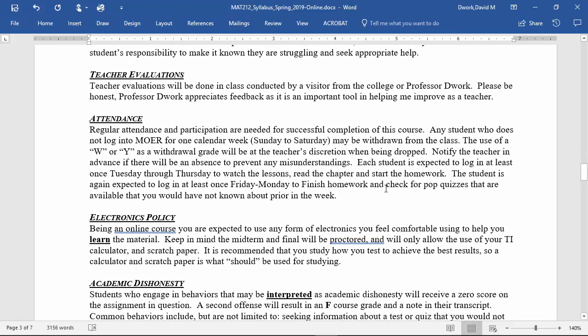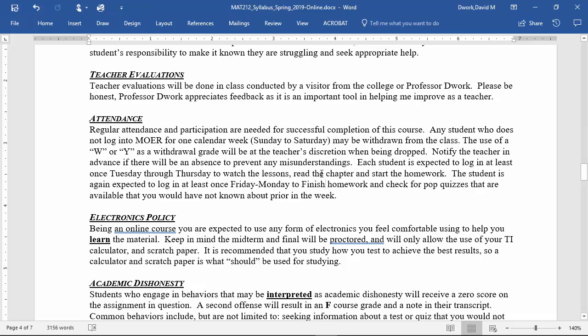Attendance. You must be active in the class over any 7-day period. That being said, I try to make it easy on myself where I say you have to have logged in at least once Friday through Monday, and finished your homework, did a pop quiz, did something. If you just log in, that doesn't count as being active. You actually have to do some math, watch a video, take some notes, do something. If you do not, you will not be considered in attendance.